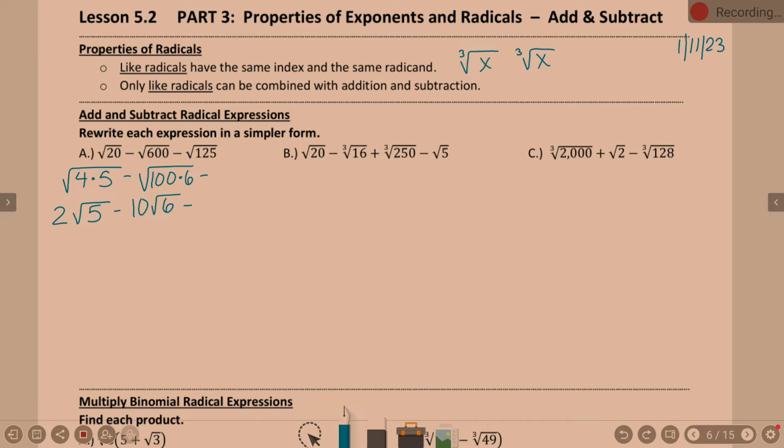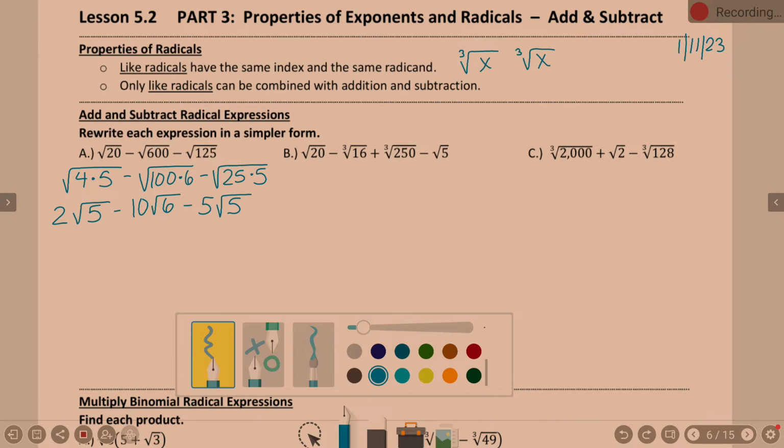You know how to use the calculator and just try the different divisions, right? If it's not an obvious one. So 125 is 25 times 5. The square root of 25 is 5. That's going to go outside. Square root of 5 stays square root of 5.